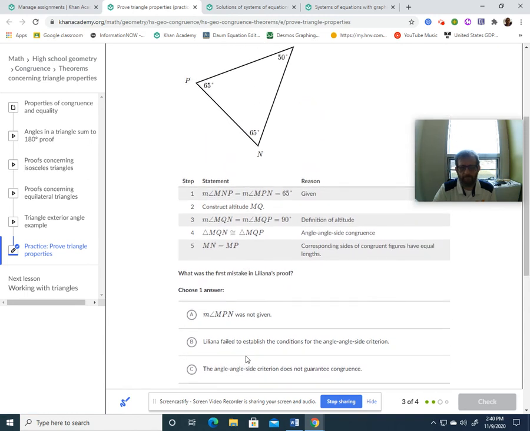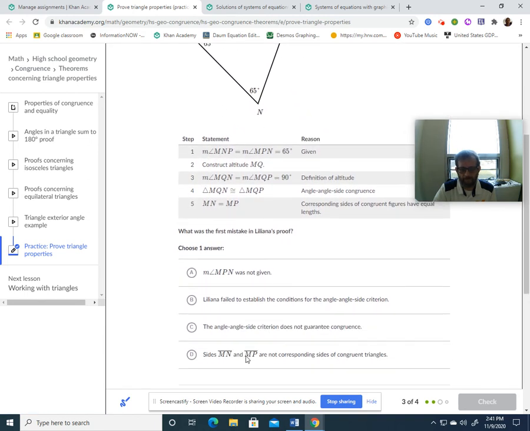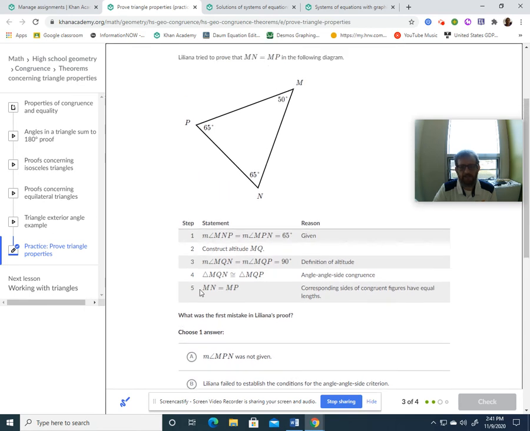Maybe what's she saying in MN and MP? MQ. So then MQN is equal to MQP, which means you've got that angle, that angle, that angle, that.